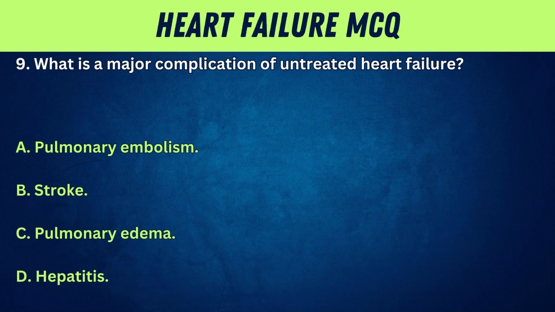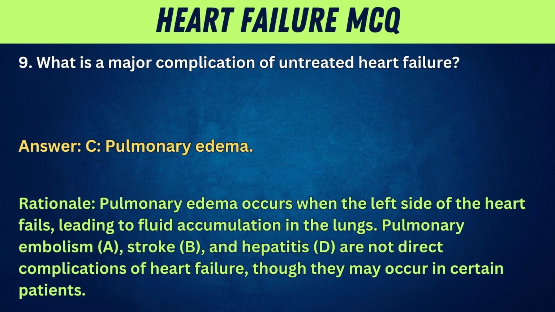9. What is a major complication of untreated heart failure? A. Pulmonary embolism. B. Stroke. C. Pulmonary edema. D. Hepatitis. Answer: C. Pulmonary edema. Rationale: pulmonary edema occurs when the left side of the heart fails, leading to fluid accumulation in the lungs. Pulmonary embolism, A, stroke, B, and hepatitis, D, are not direct complications of heart failure, though they may occur in certain patients.